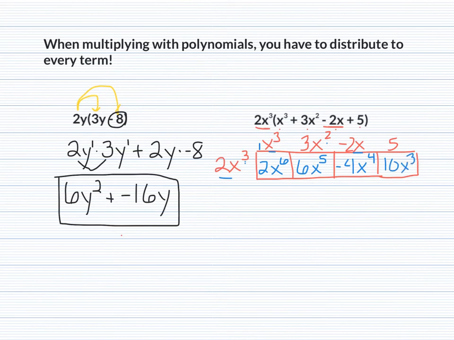And then it's just a matter of bringing down your answer. Again, if you had like terms, you'd want to add those, but our final answer is 2x to the sixth plus 6x to the fifth minus 4x to the fourth plus 10x to the third.